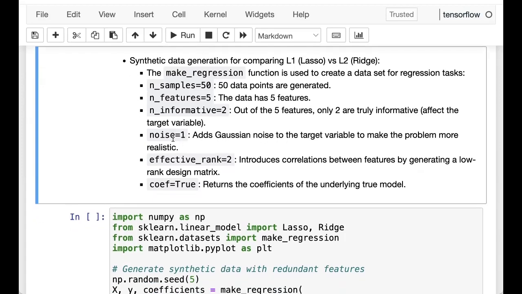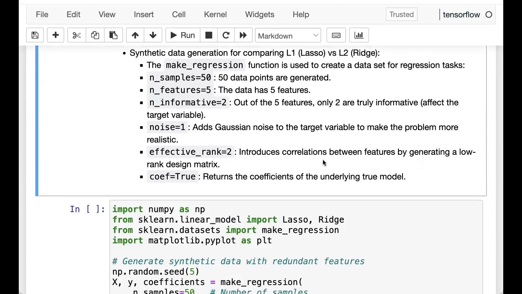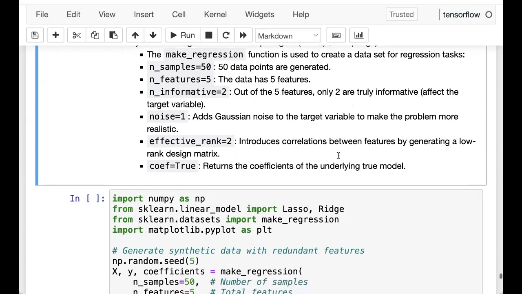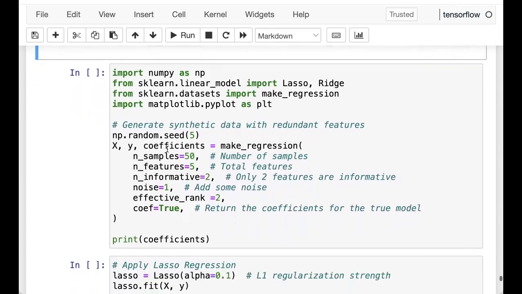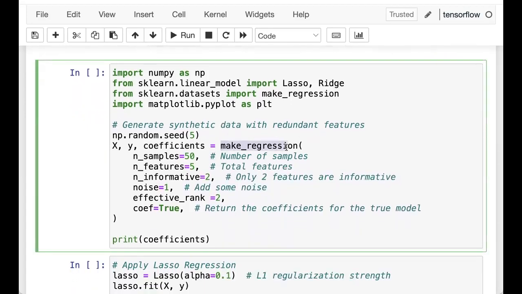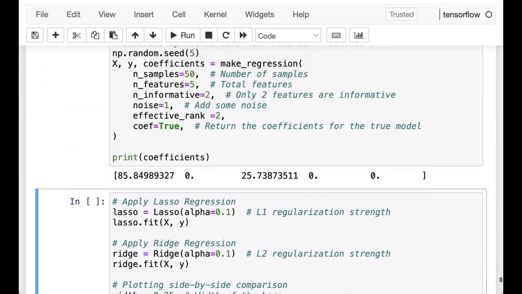So obviously we add some noise level. We add these correlations here that we have. So in this case, exactly, I'm saying that we want to have only 2 informative features, and we introduce these correlations by reducing the rank of these matrices. So in this case, you will see that we use this make_regression with all the inputs that I just mentioned. And I can print coefficients.